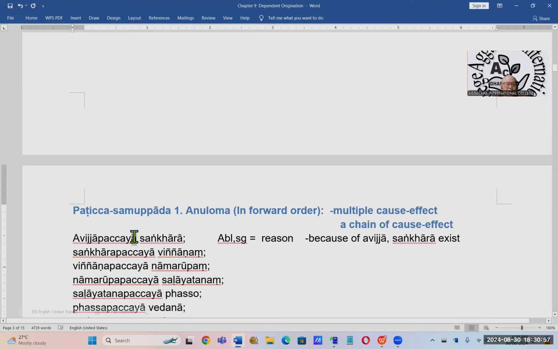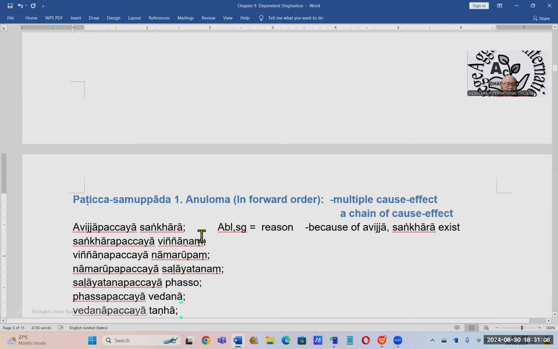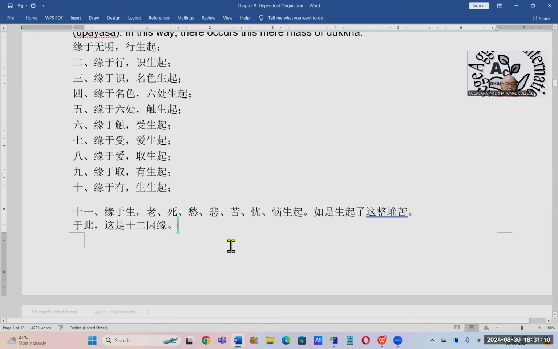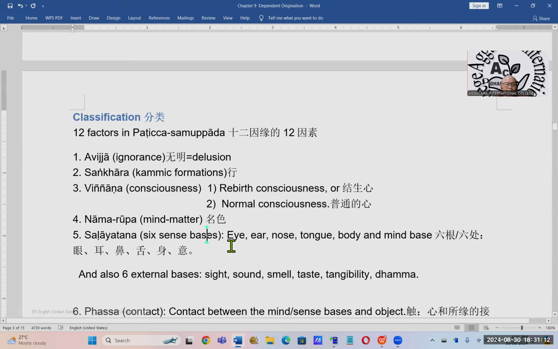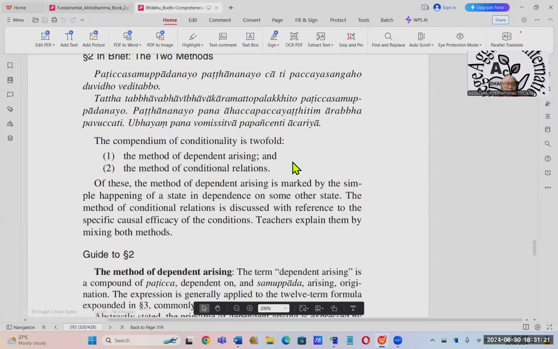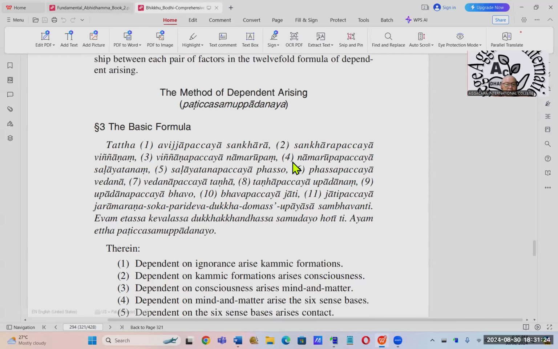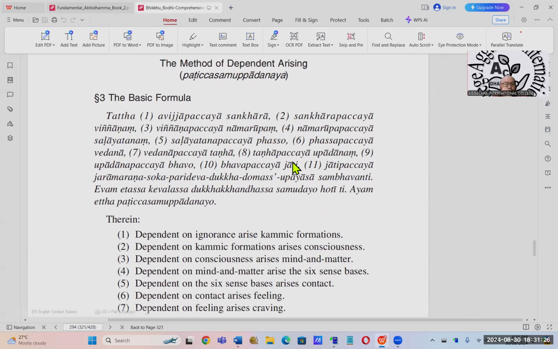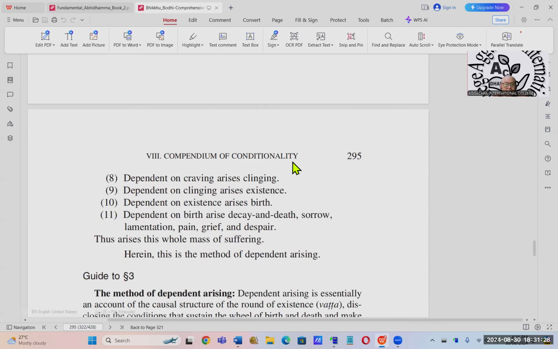So remember this A is a reason here. You must recite paccaya with the long A. Sankhara means many, many formations, so it's plural also. Now, I don't put much information about sankhara here, but if you want to read more, you have to refer to other books. You can see the Bhikkhu Bodhi book also has this.